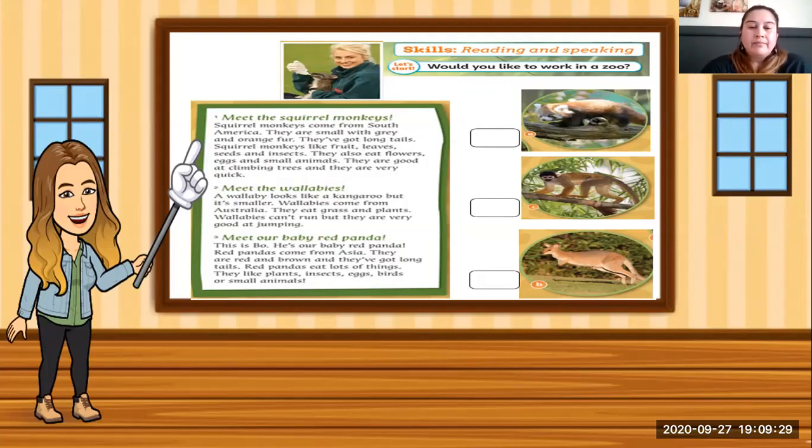Meet the squirrel monkeys. Squirrel monkeys come from South America. They are small with gray and orange fur. They've got long tails. Squirrel monkeys like fruit, leaves, seeds, and insects. They also eat flowers, eggs, and small animals. They are good at climbing trees, and they are very quick.